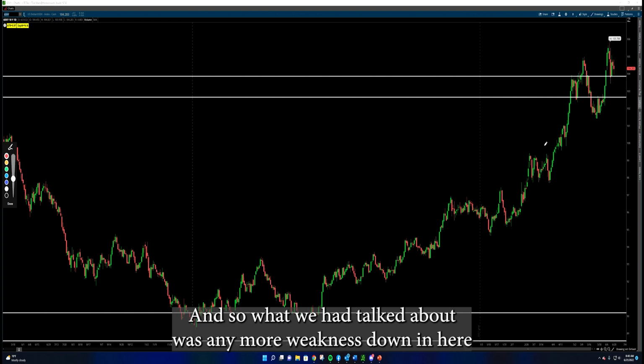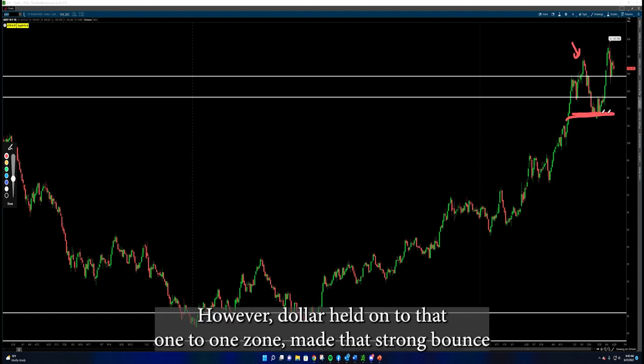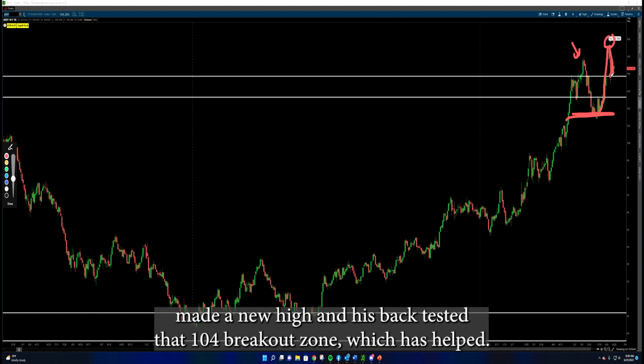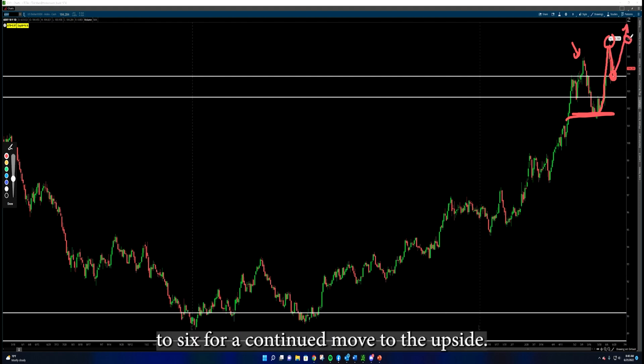And so what we had talked about was any more weakness down in here, you could have looked at this as a potential false breakout. However, the dollar held on to that 101 zone and made that strong bounce, made a new high, and has back tested that 104 breakout zone, which has held. The key to this chart is going to be a move over 106 for a continued move to the upside.